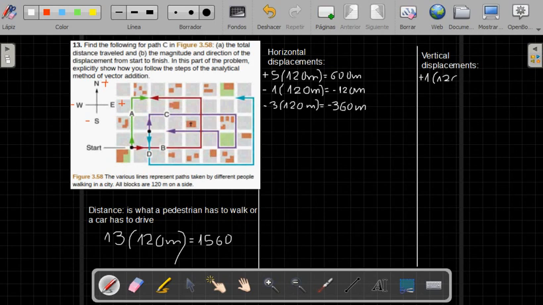120 meters multiplied by 1 is going to be 120 meters. Alright, we have other vertical displacements, and we have this one right here. It's 2 blocks and it's going to the south, so this time it is considered negative. Minus 2 times 120 meters.